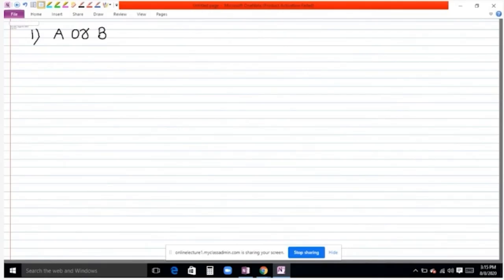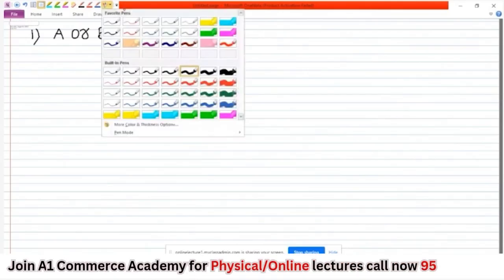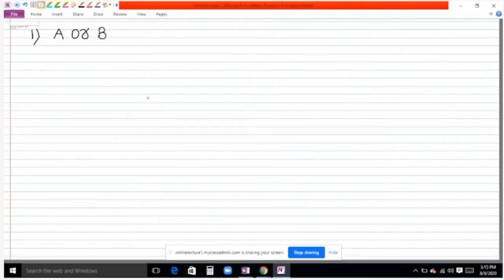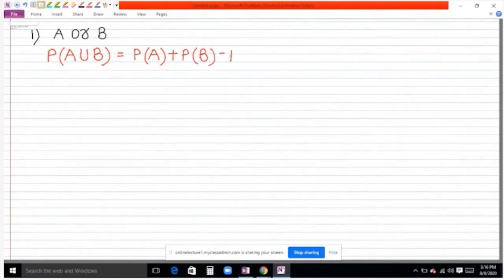So here in this case, by knowing that the two events are mutually exclusive, we want to find the probability of occurring of event A or B. So answer for that is probability of A union B. Probability of A union B is equal to probability of A plus probability of B.